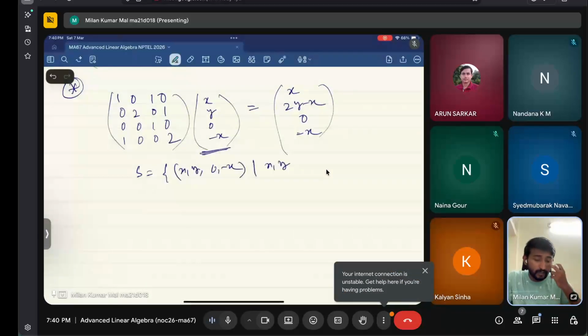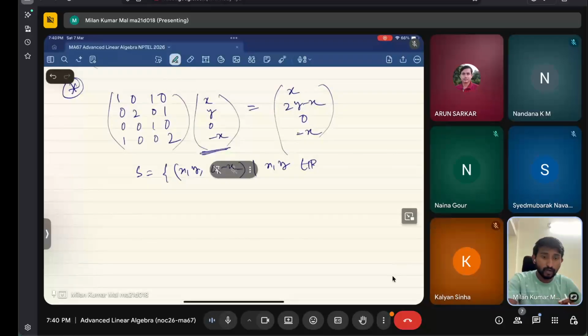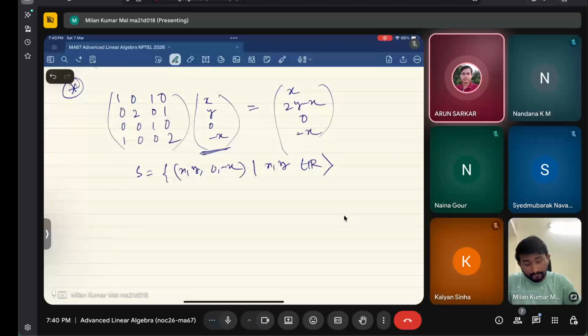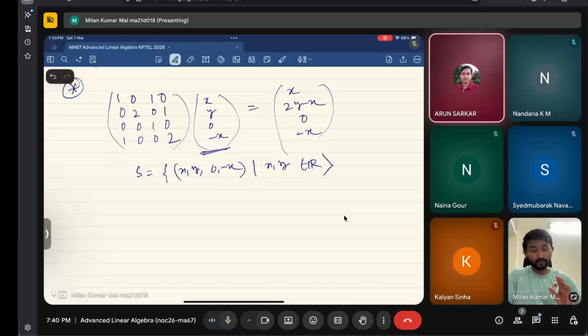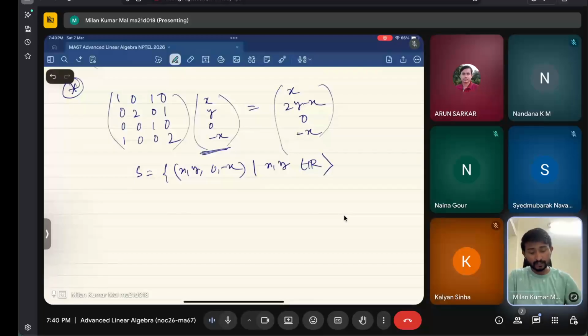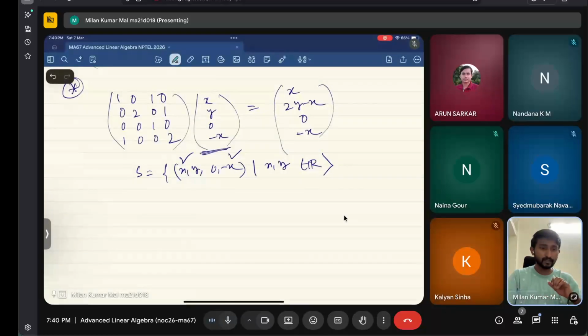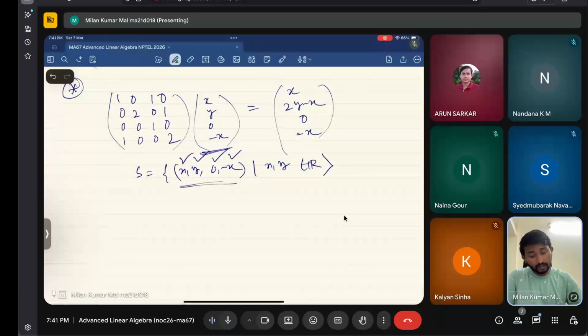So two independent variables, x and y are individually independent. But 2y minus x is dependent on x. What are the elements in S? The first entry and the fourth entry are related: if the first entry is A, the fourth entry will be minus A. The third entry has to be 0, and the second entry is independent of x. That doesn't matter. So any element which looks like this is in S.